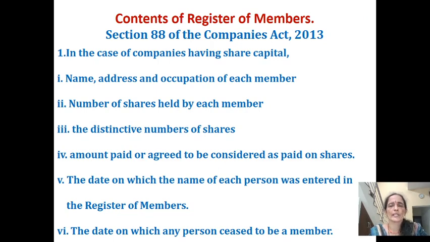As the very name indicates, this is a statutory book maintained by a joint stock company to keep the details of members. In order to call a person as a member of a joint stock company, his name must appear in this book called as Register of Members. So, a person can be called as a member of a joint stock company only when his name appears in the Register of Members or in the record of depository kept by a joint stock company.